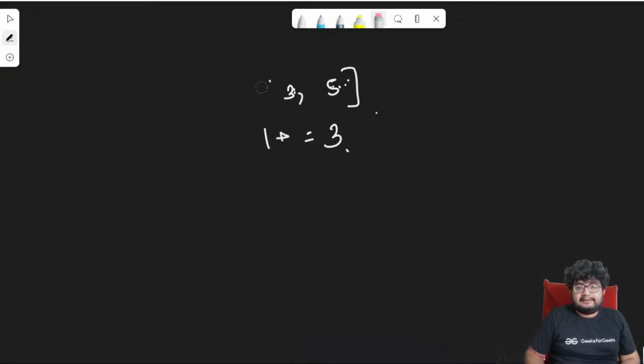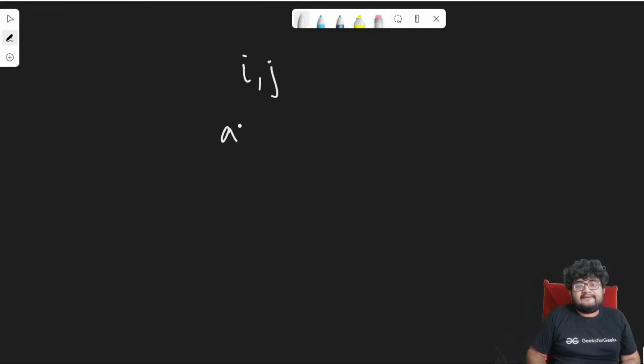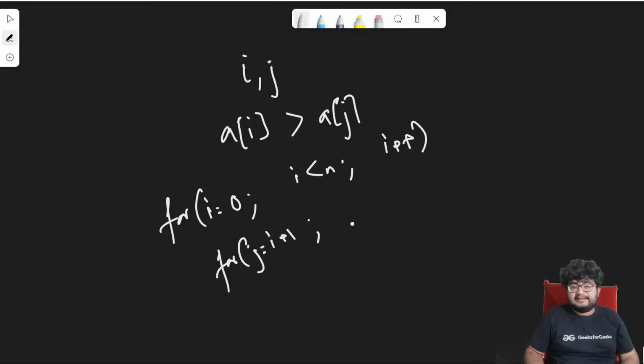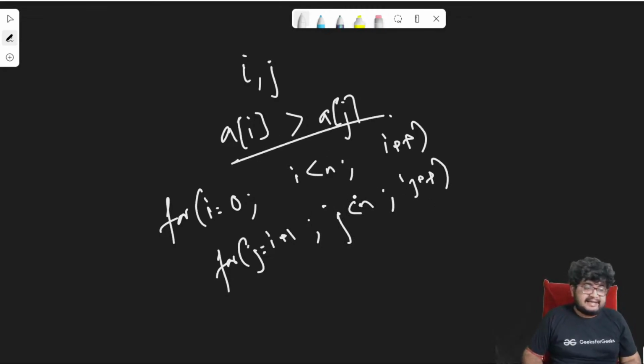A simple brute force algorithm will run two loops, i and j. Check if a of i is greater than a of j. The i loop will run for i equals 0, i less than n, i plus plus. The j loop will run for j equals i plus 1, so that j is on the right hand side, j less than n, j plus plus. And you can just check if a of i is greater than a of j.